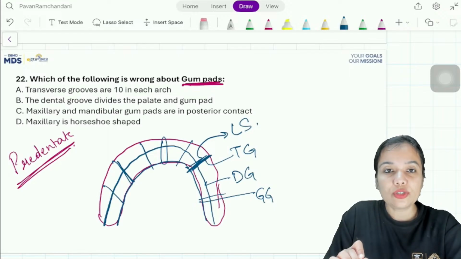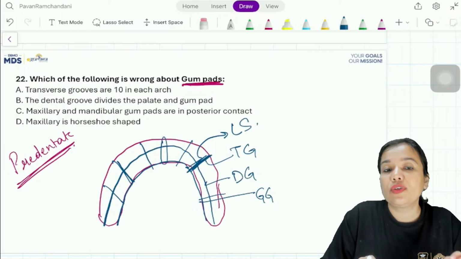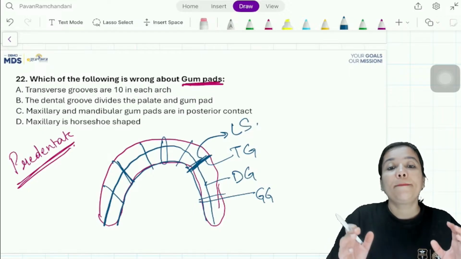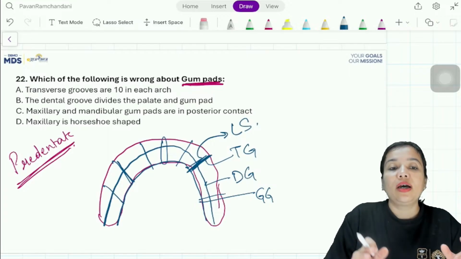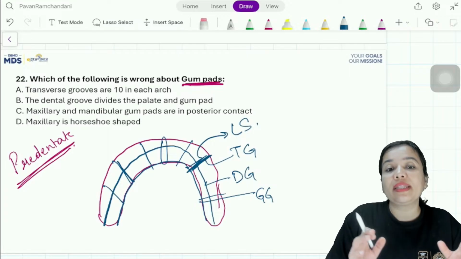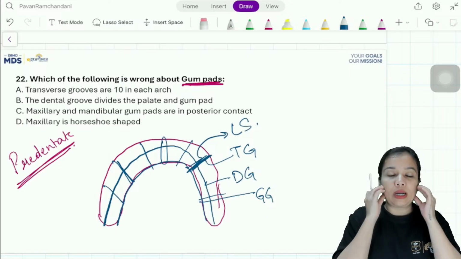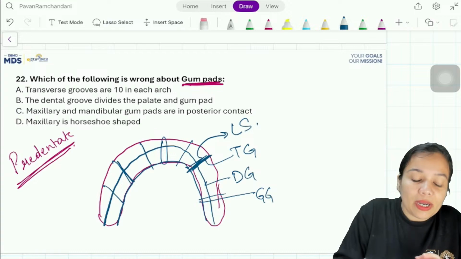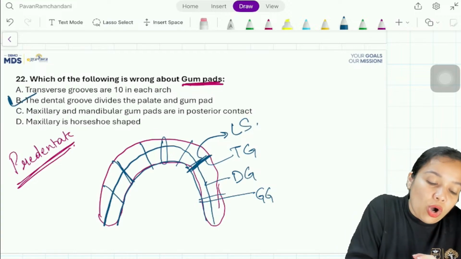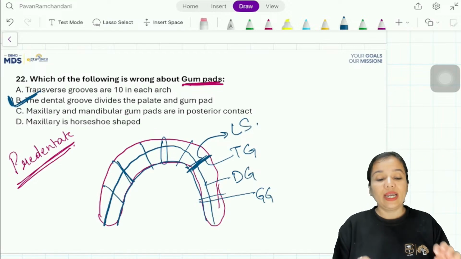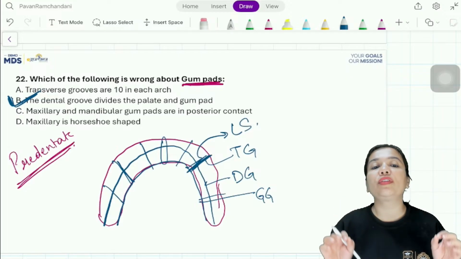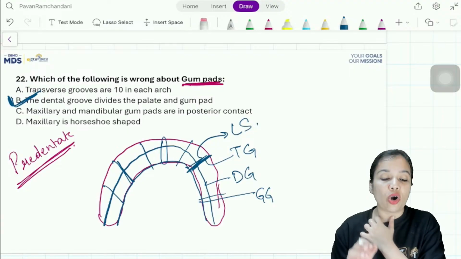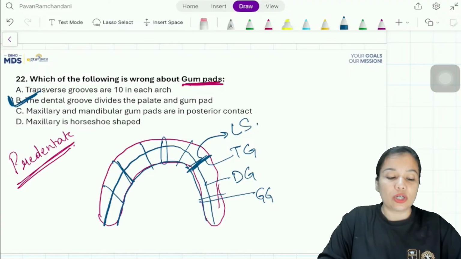Okay, so what options they've given you is the transverse grooves are 10 in each arch. The dental groove divides the palate and the gum pad, or the maxillary and the mandibular gum pads come in contact in the posterior region, and maxillary is in horseshoe shape. So all of them are correct, but this one is wrong. As Moksha just said, it is the gingival groove that divides the palate and the gum pad. They've given dental groove, so which is wrong? The option number B is wrong.